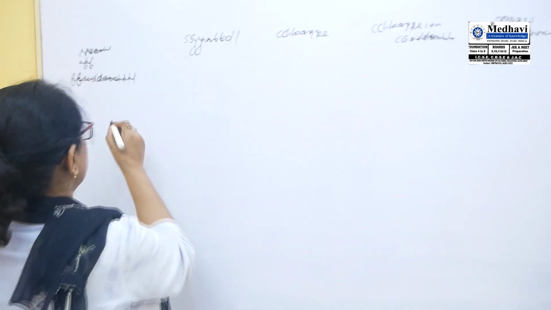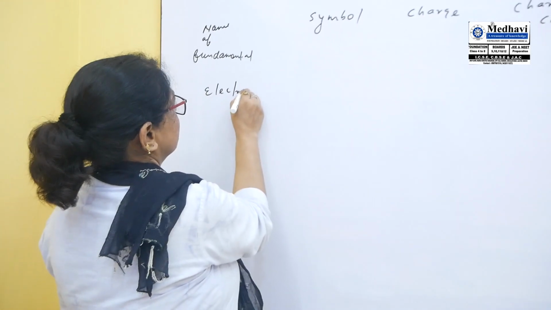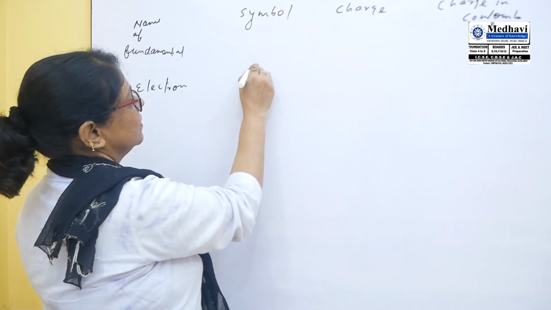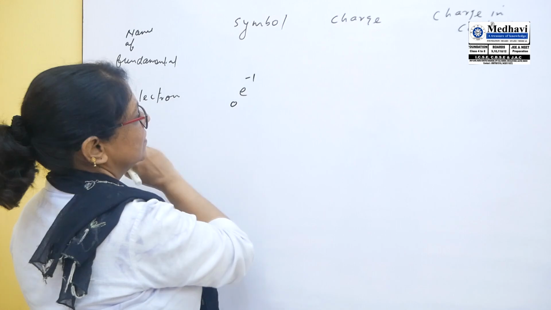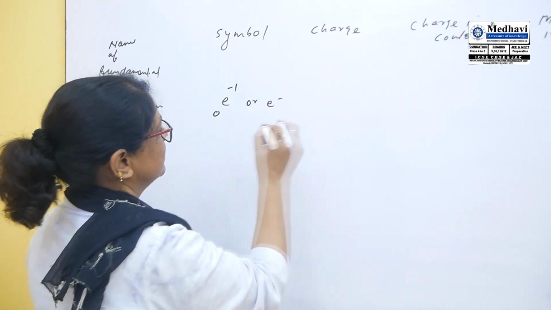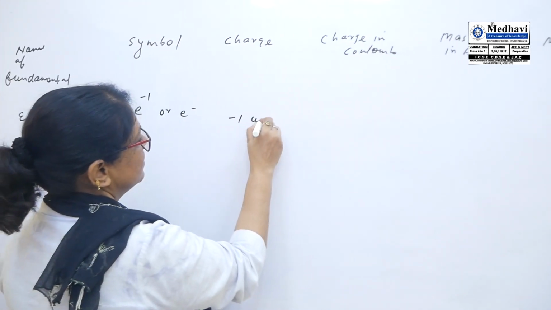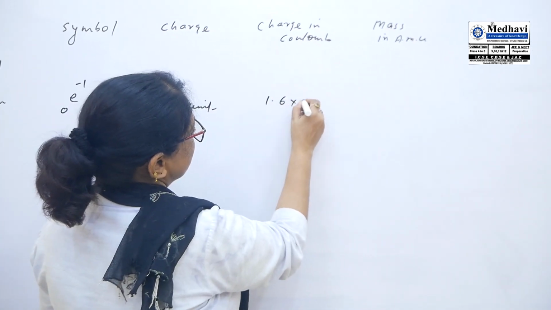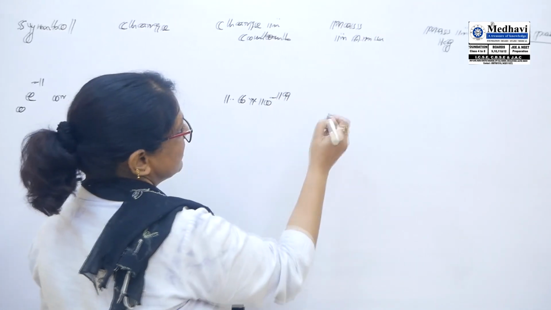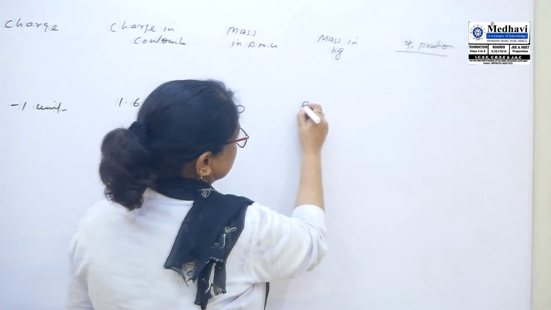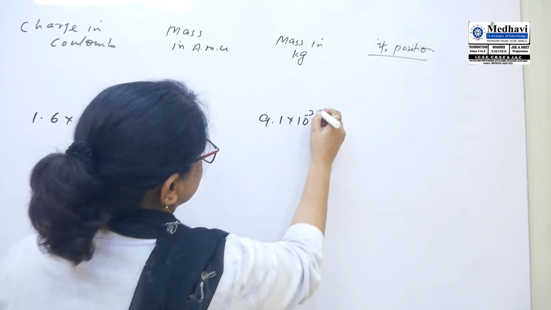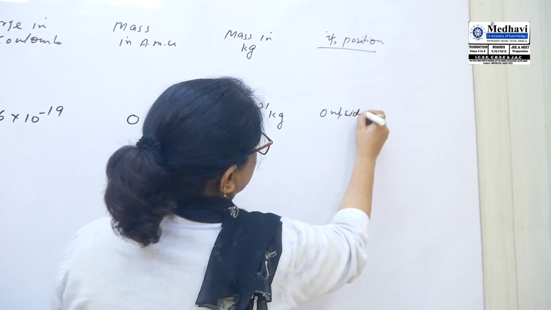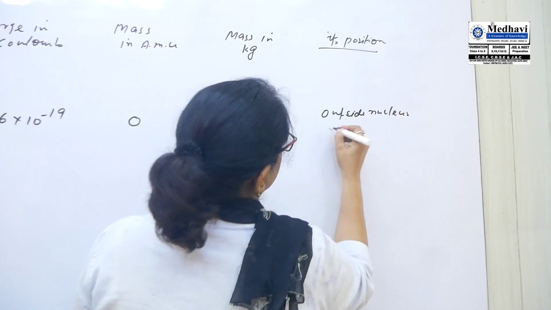So first is the electron. Its symbol is e or e minus. Charge is -1 unit. Its charge in coulomb is 1.6 into 10 to the power -19. Its mass in AMU is 0. Mass in kg. Its position is outside the nucleus, in the orbit.